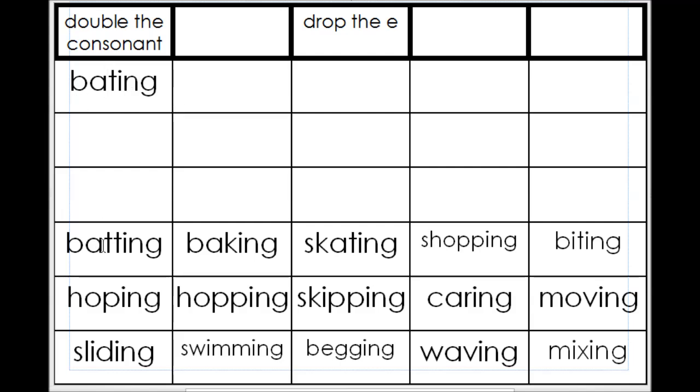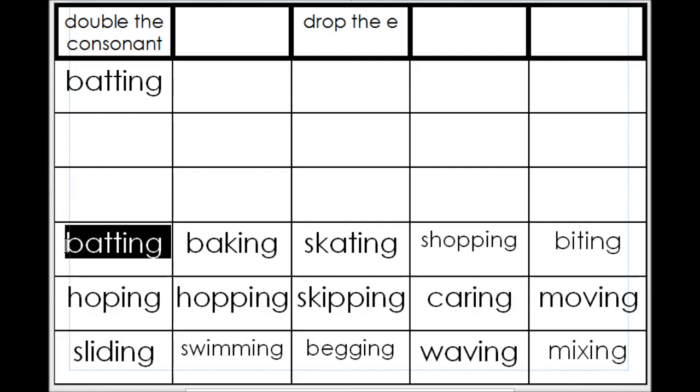In order to keep the A short, we need to double the consonant T, which blocks the I from making the A say its name. So in this case, we had to double the consonant in order to add the ing in the word batting.